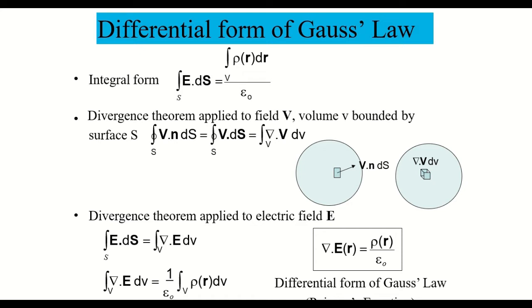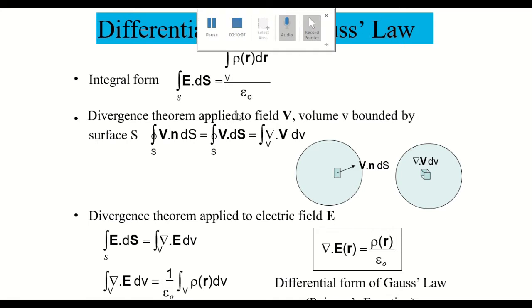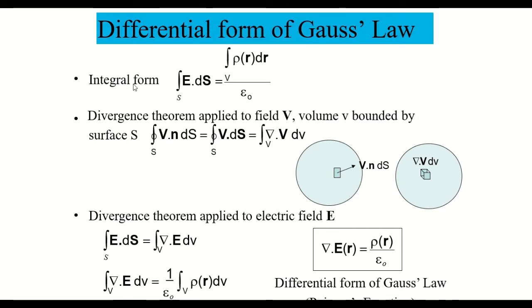Next we have to prove the differential form of Gauss's law. So how to prove it? Here, first, the integral of E dot dS equals the integration of rho dV. This is nothing but the total charge, where rho is the volume charge density. If we do the volume integration, where dV is the volume, then we can get the total charge. So the integration of V dot n hat dS equals the integral of nabla dot V dV.